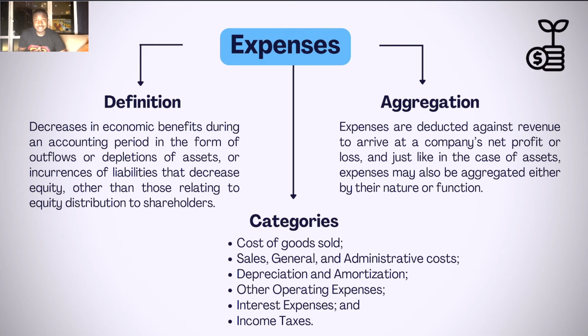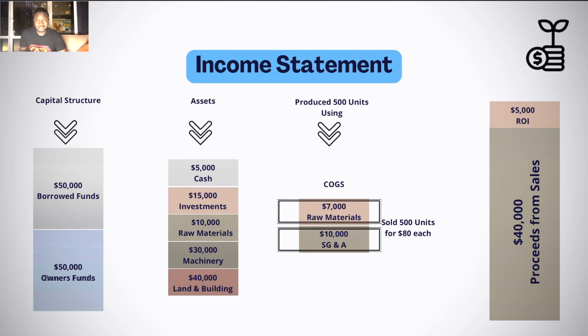Just as in the case of assets, expenses may also be aggregated either by their nature or function. An example of grouping together expenses by their nature is aggregating depreciation on machinery and depreciation on the company's delivery van into a single line item called depreciation. On the other hand, an example of grouping by function is grouping together cost of labor or material, depreciation, salaries of salespeople, and other expenses directly related to the sales as cost of goods sold. In our hypothetical example, the sales, general, and administrative cost of $10,000 could be added to the $7,000 cost of raw materials to have one line item called cost of goods sold.